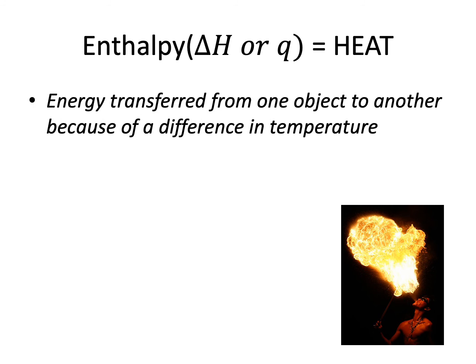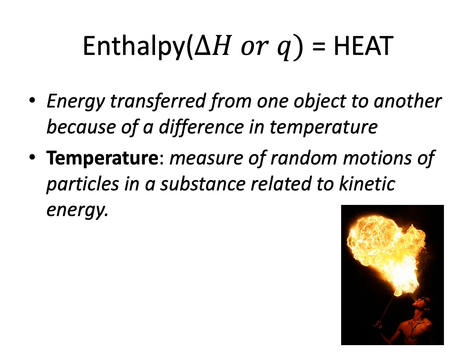Heat or enthalpy is the energy transferred from one object to another because of a difference in temperature. So heat, or energy, will flow from a hotter object to a colder object. Now, the difference between temperature: temperature is a measure of random motions of particles in a substance related to kinetic energy. So it's related to the movement of the particles, whereas energy or heat is related to the transfer of energy from one object to another.